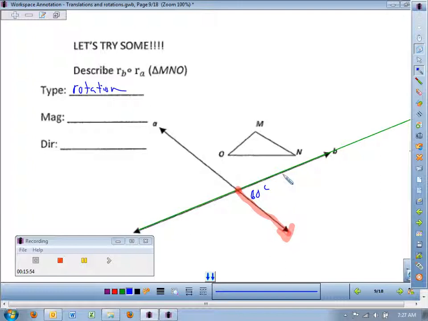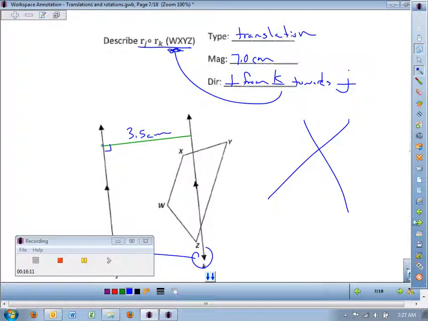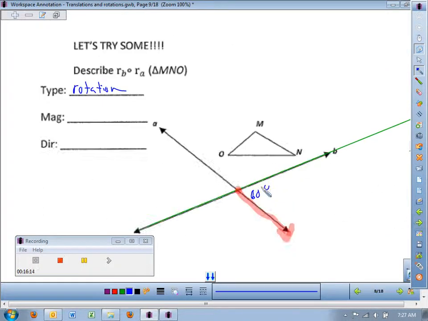And when you get that 60 degrees, if you had 59, that's fine. If you had 61, that's fine. But that should be what you measured very close to. So I'm filling out the magnitude. Again, let's see what this is. The magnitude is measure the non-obtuse angle and double it. Remember, we're doubling it because you're doing two reflections. Keep going backwards. Double it because you're doing two reflections. First you're going to reflect it over A, then you're going to reflect it over B. So 120 degrees is the magnitude of this rotation.